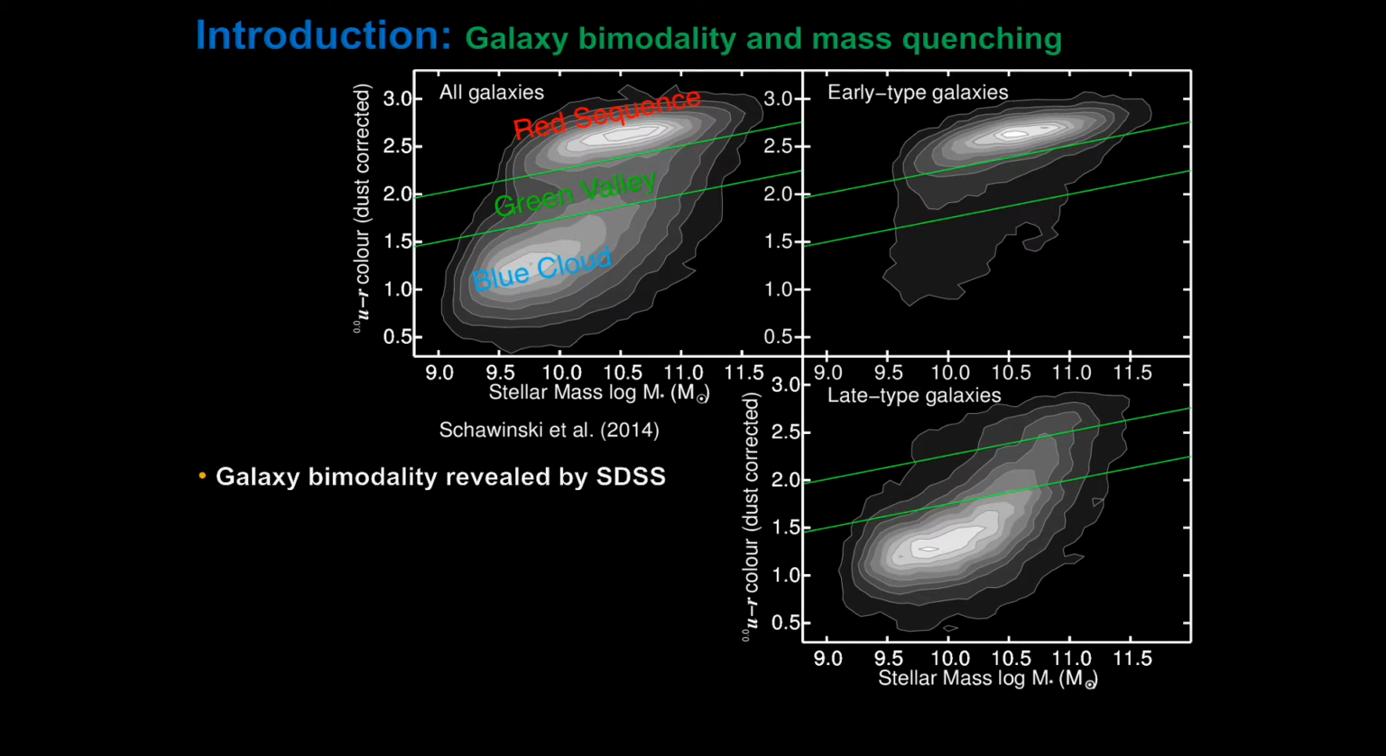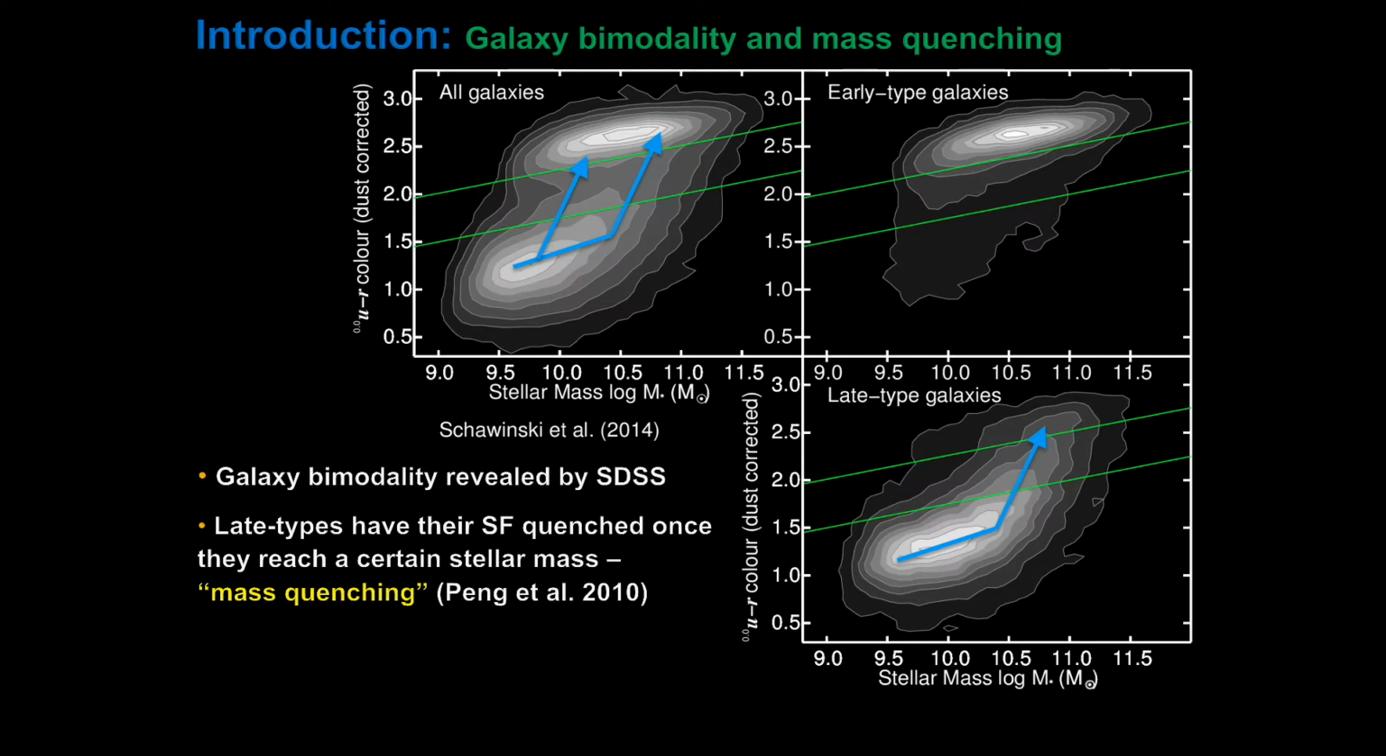Splitting galaxies according to their Galaxy Zoo morphological classification, we see in the top right panel that the red sequence is formed by early type galaxies, while the bottom right panel shows how the blue cloud is made up from spirals. Green Valley galaxies are thought to be transitioning from the blue cloud to the red sequence.